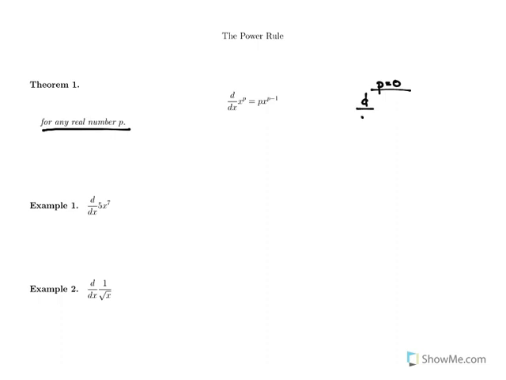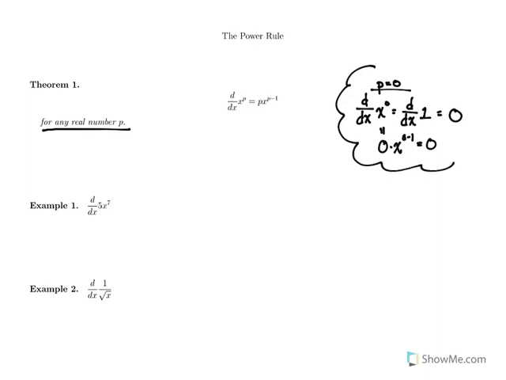So the derivative of x to the 0 is the same thing as the derivative of 1, as that's what x to the 0 is going to be. And note that the derivative of 1 is 0, which is also the same thing as 0 times x to the 0 minus 1, which is itself just 0. So admittedly, that one's a little bit weird. But other than that, this holds true for every real number p.